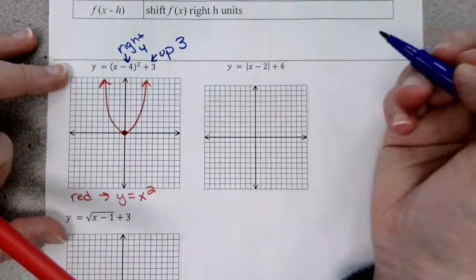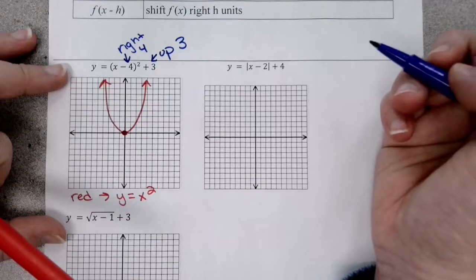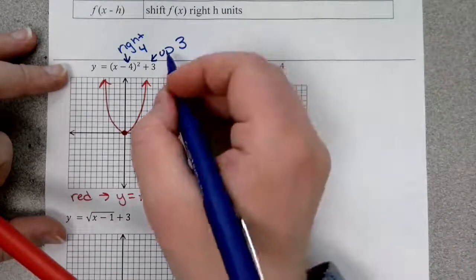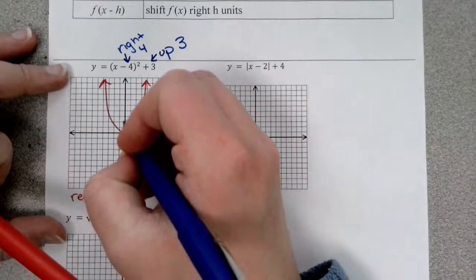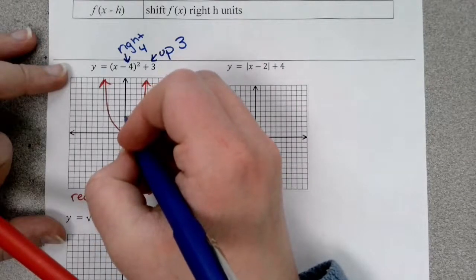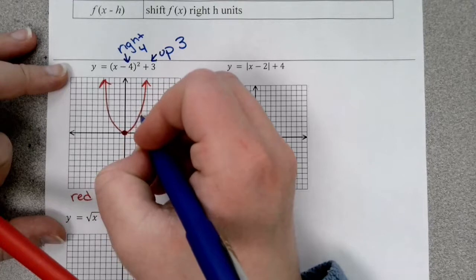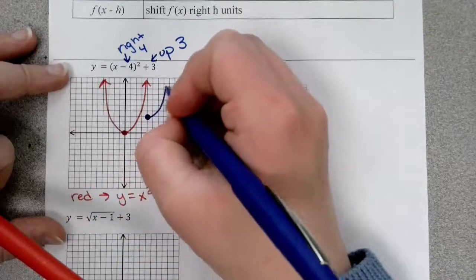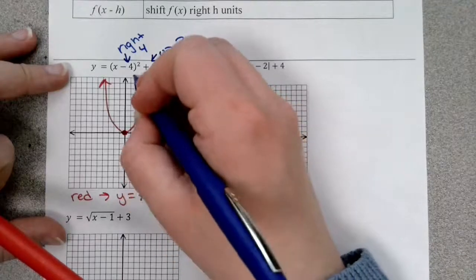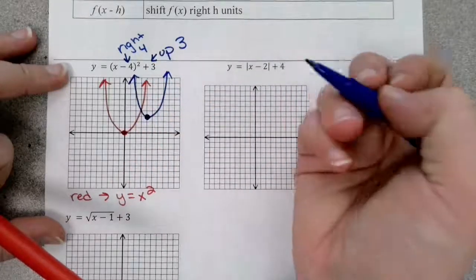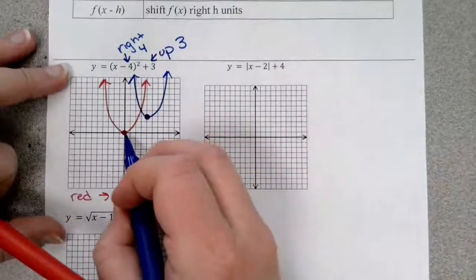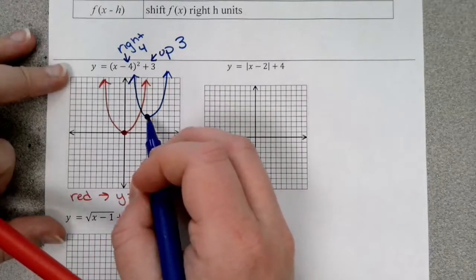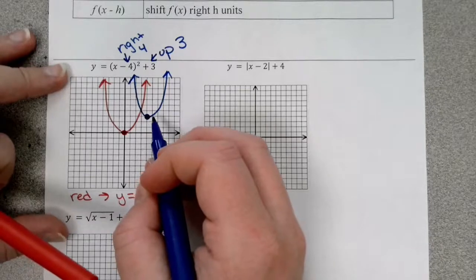You can start either way. It's kind of like if you walked around the block. If you went one direction first or the other direction, you're still going to end up at the same place. So if I go up 3 first, 1, 2, 3, and then right 4, 1, 2, 3, 4, my new vertex would be right here. And this would be my new function. Again, if I had gone right 4, 1, 2, 3, 4, up 3, I would have still ended at the same spot. So it doesn't matter which one you start with.